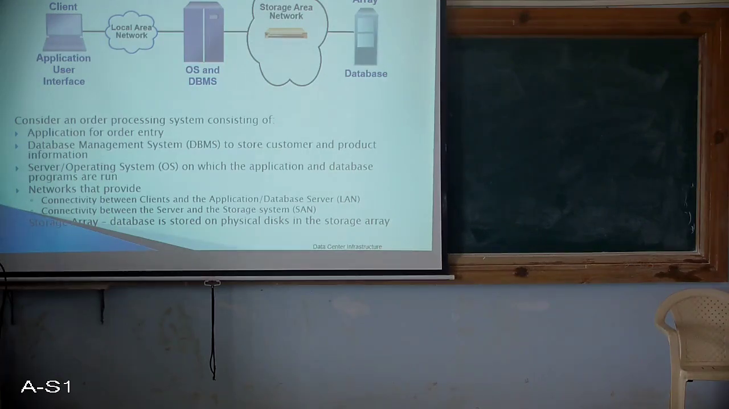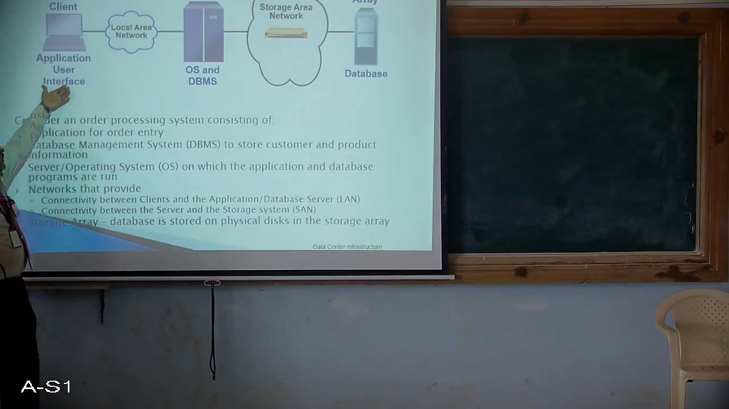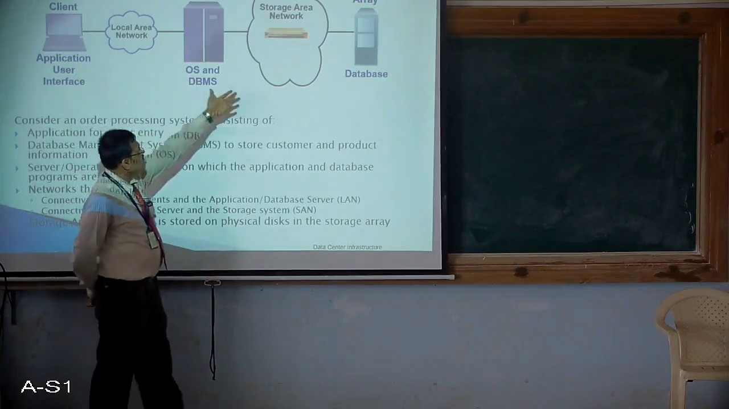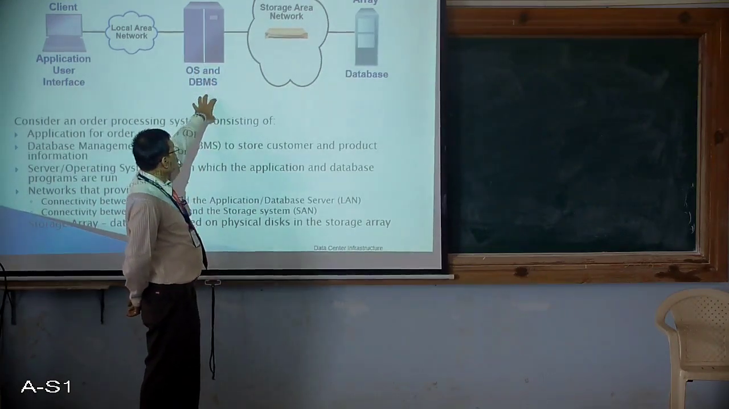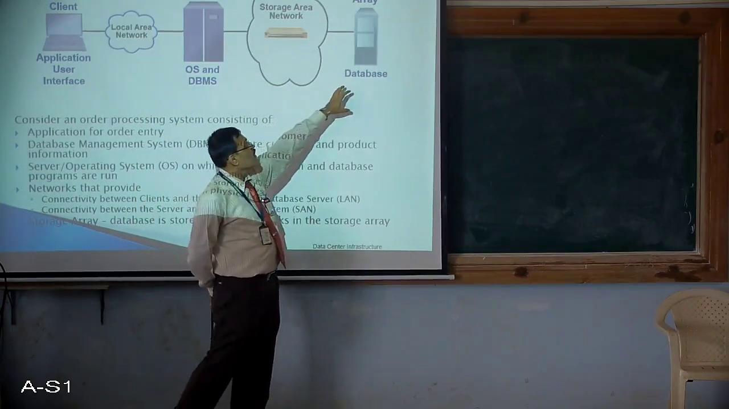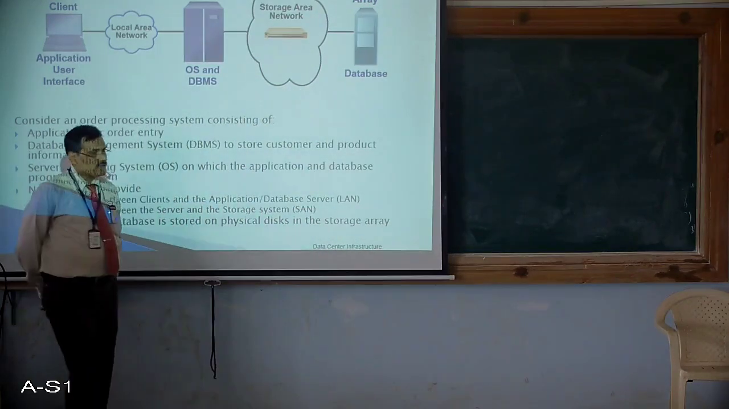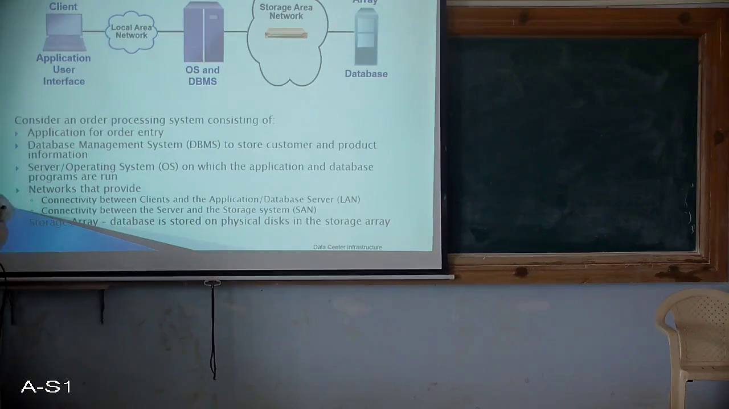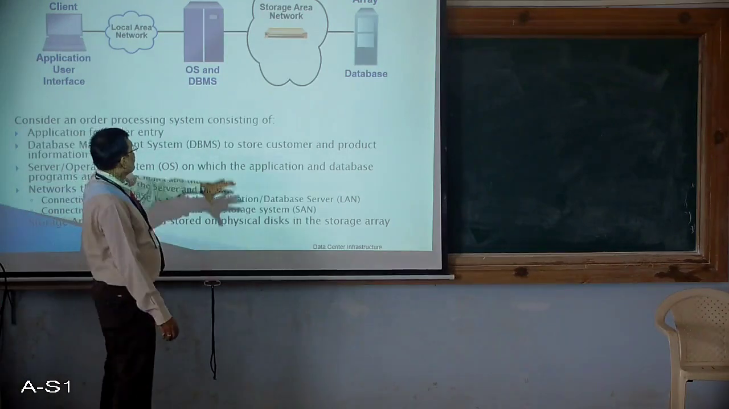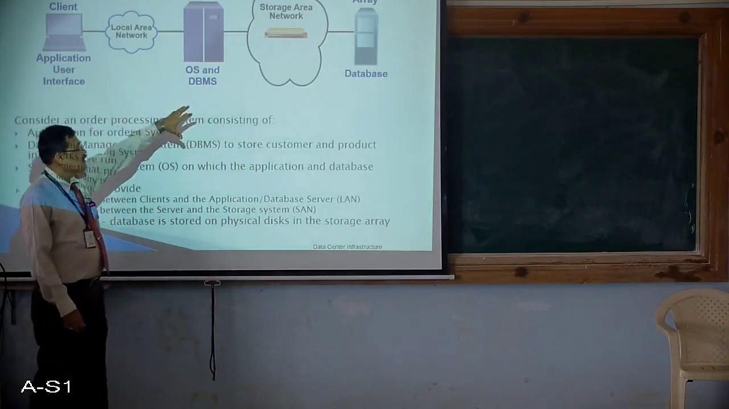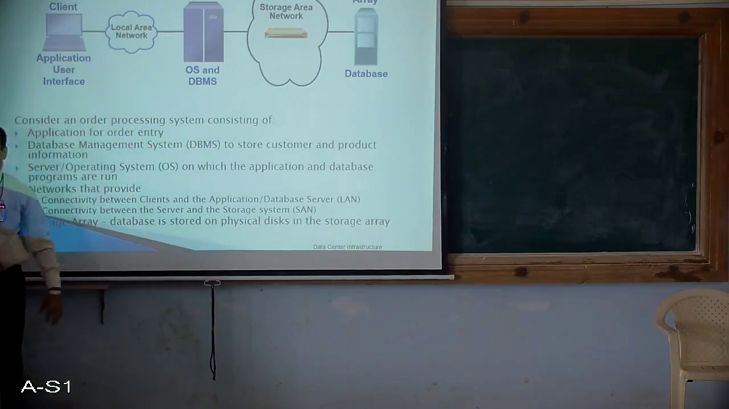So what happens in this case? We have a user interface application, we have the networks there, we have the server which is loaded with the operating system and your DBMS, and we have the storage devices also there. All the elements that we have defined in the data center have been included in this particular case to process the online orders.